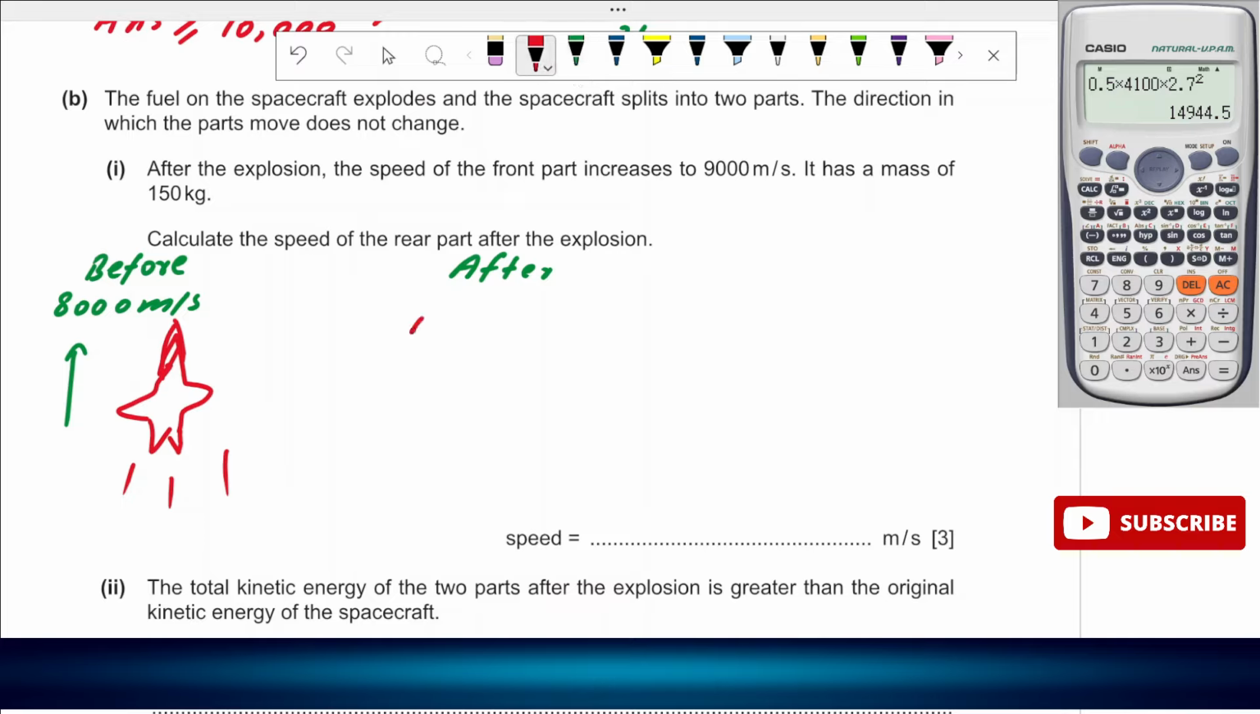This aircraft is split into two parts. This is the first one. Let's say now this one has a mass of 150 kilograms. Initially the total mass was 300 kilograms. The first part is having a mass of 150. It's moving with a speed of 9,000 meter per second.